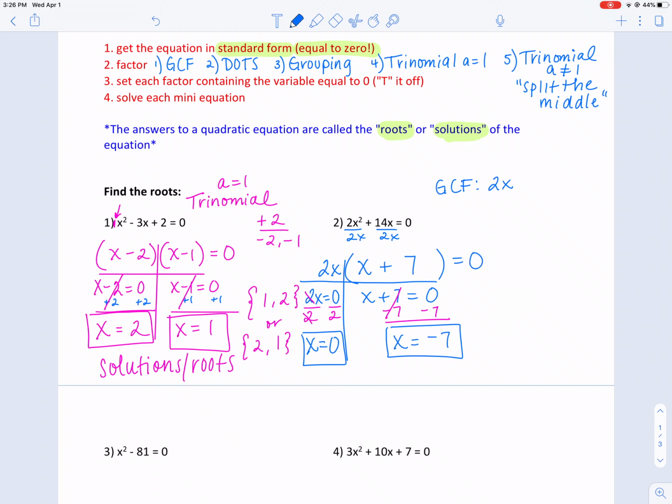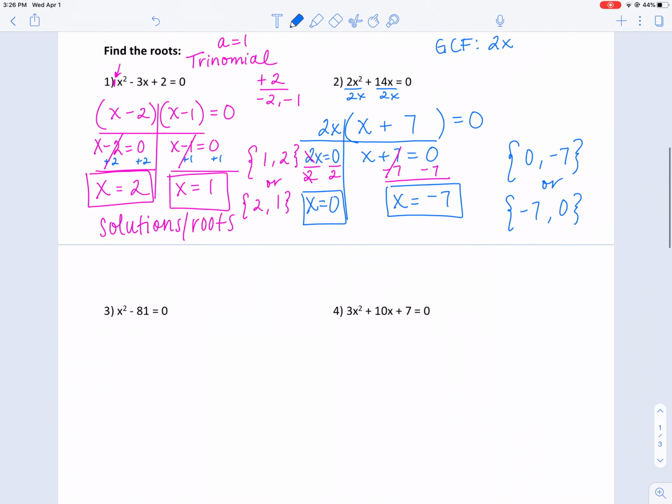0 and negative 7. It doesn't matter if a kid wrote negative 7 and 0. Again, the order of these doesn't matter because they're both x values. If it was an x and a y, it would be in parentheses. These are not x's and y's. They're not points. They are both x values.